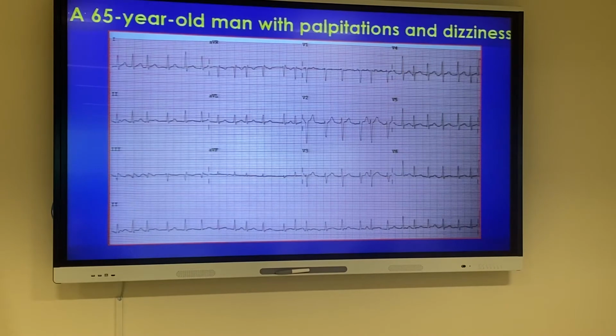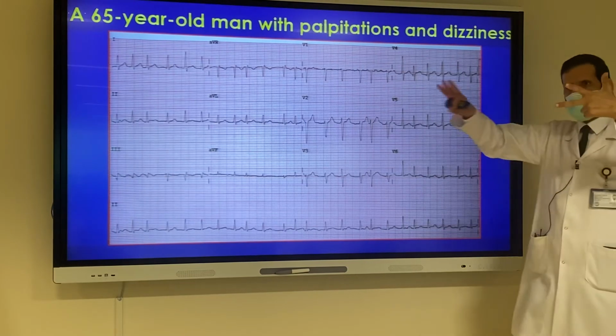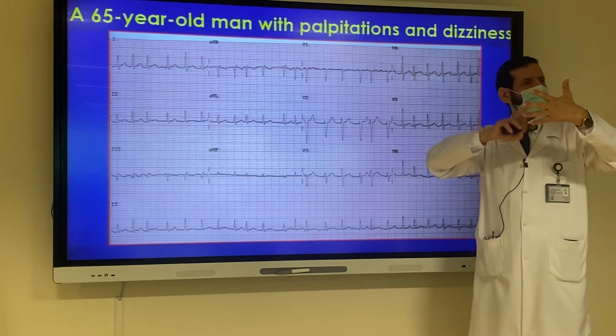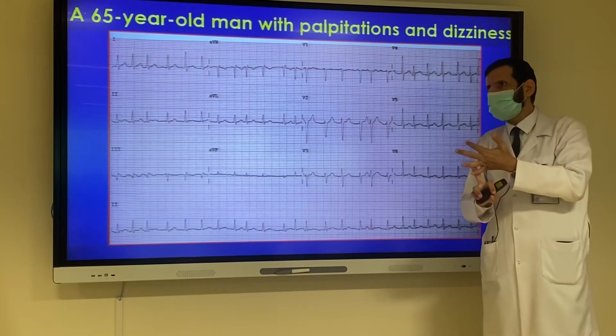Okay. This is a 65-year-old. So now we finished, by the way, with narrow QRS complex and regular. Could be sinus tachycardia, atrial tachycardia, or supraventricular tachycardia. And supraventricular could be atrial tachycardia with long conduction, or it could be AV nodal or AV reentry tachycardia.